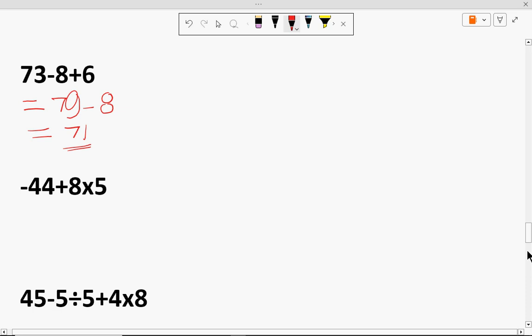Coming to the next problem, here we can see three operators: minus, plus and multiplication, addition, subtraction and multiplication. So as per the BODMAS, we will go for the multiplication first. Minus 4, we will write this as it is, then plus sign. We will multiply 8 and 5. So this becomes 40.